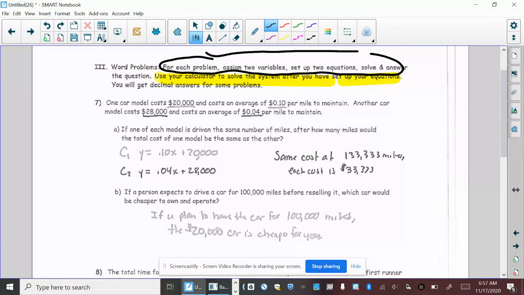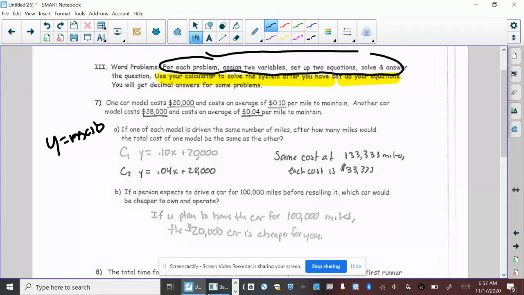So on your test, if you do not set up two equations, you will not get full credit. Okay, so this one is slope-intercept form. That says mx plus b. So one car model costs $20,000 and costs an average of 10 cents a mile to maintain. Another car costs $28,000, and they estimate that it costs about 4 cents a mile to maintain. Okay, so this is your standard or slope-intercept form.